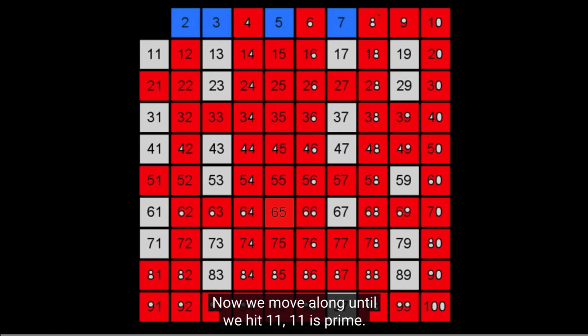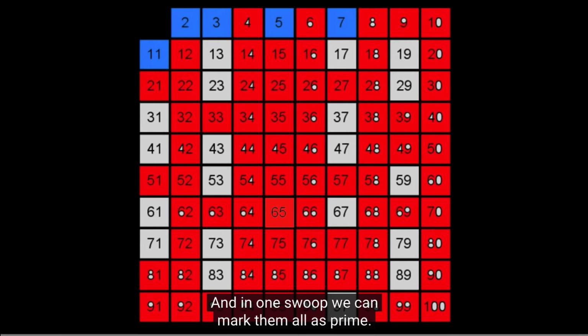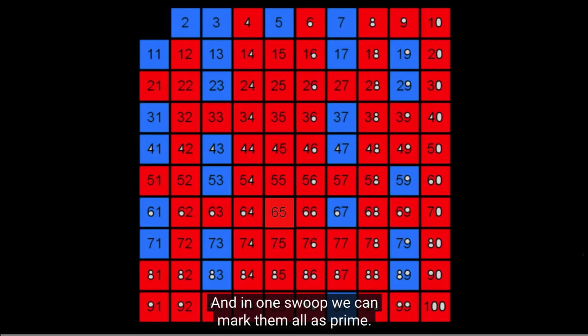And now we move along until we hit 11. 11 is prime. And notice now, 11 times 11 is greater than 100, so we can actually stop at this point. We could have stopped at 10 even, because now all remaining unmarked numbers, if you'll notice, are prime. And we could, in one swoop, mark them all as prime. And that's the whole algorithm.